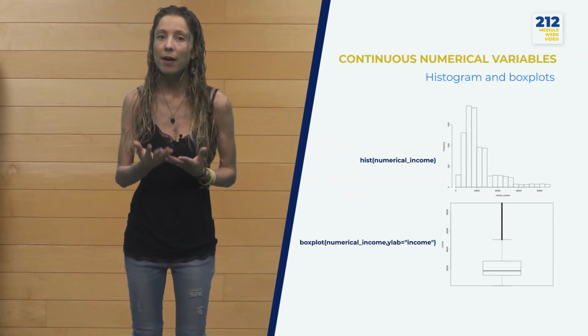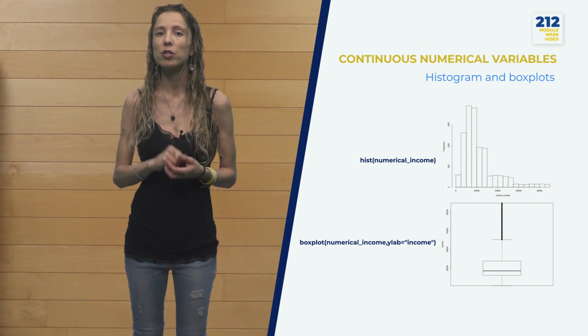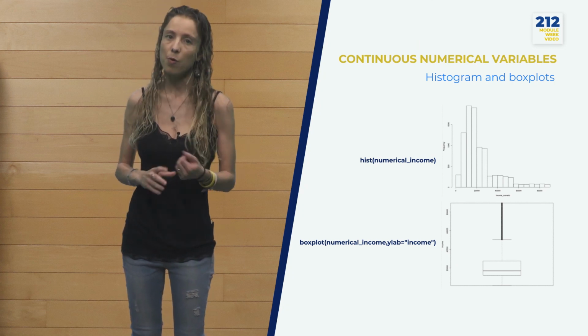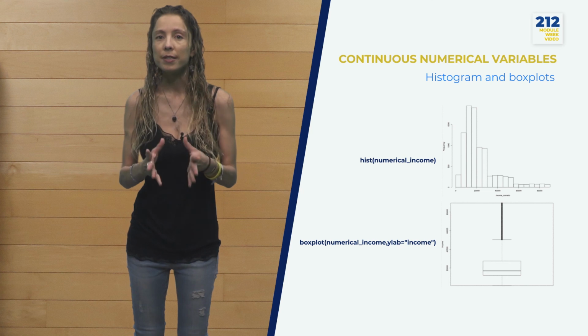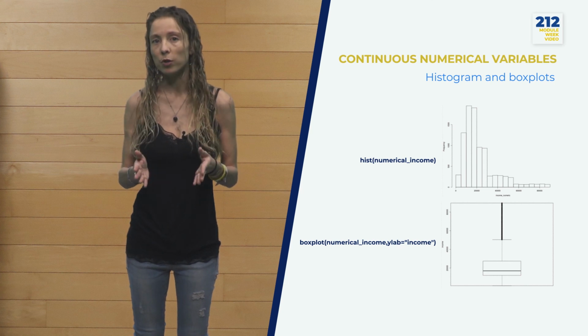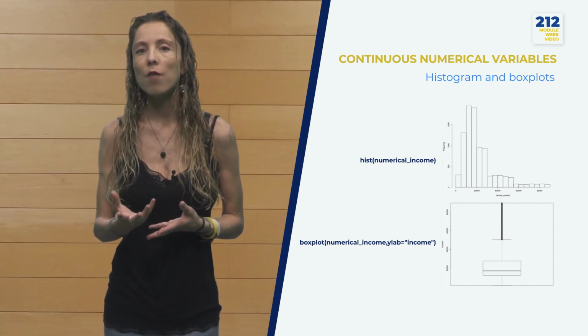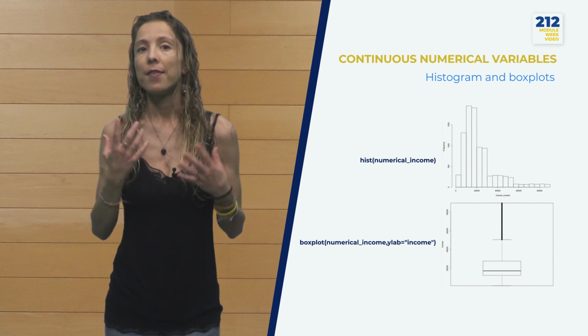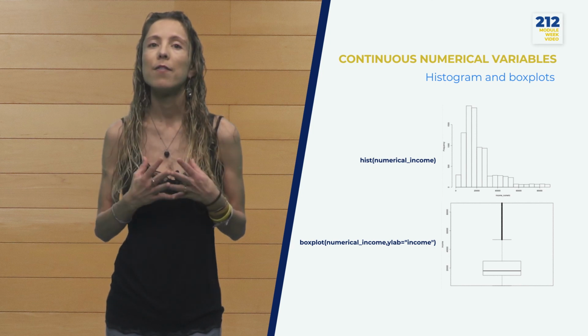Then again, we repeat the instructions discussed in the last slide to represent the histogram, an equivalent graph to the bar chart for continuous variables, and the box plot. In these representations, mainly through the box plot, we see the quantity of outliers, that is, there are few individuals with a very high income. Most of them have income between 1,000 and 50,000.